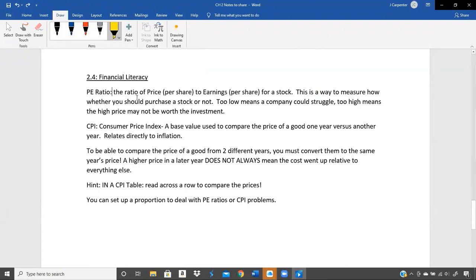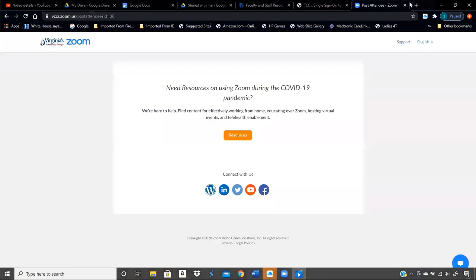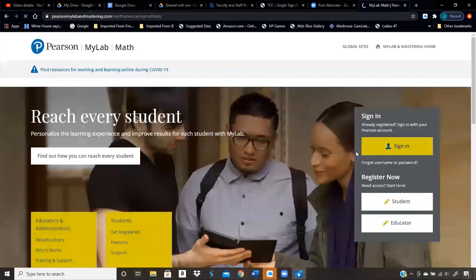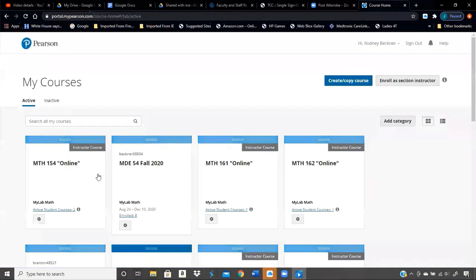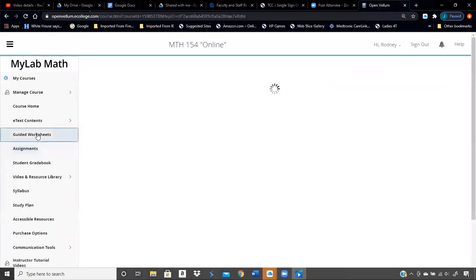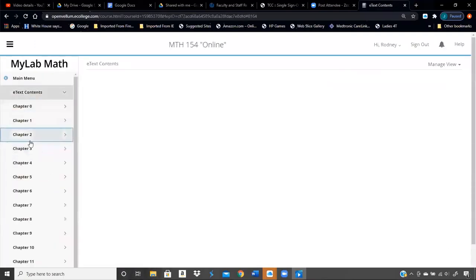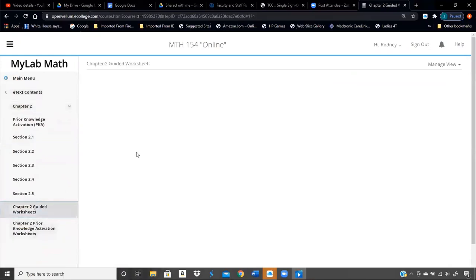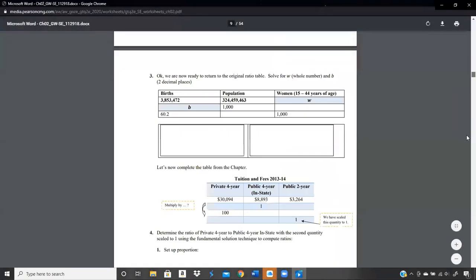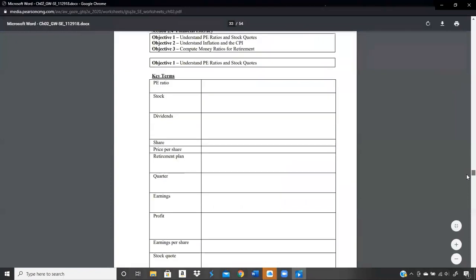All right, so that's something having to do with stocks. Oh no, I didn't pull it up. Let me go ahead and take the time to open this. I need the guided activity. I'm just going to pull from the generic one, not our direct course: e-text, chapter 2, guided worksheets. There we go. And then all the way down to 2.4.